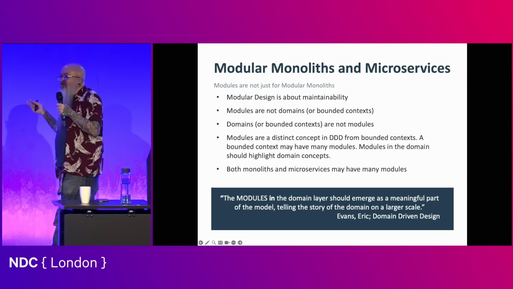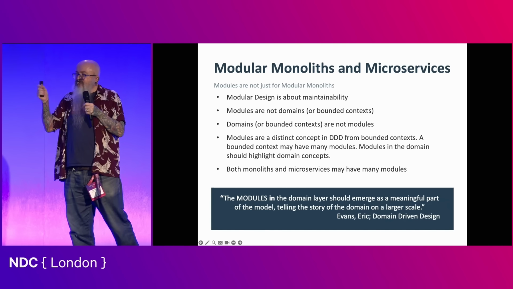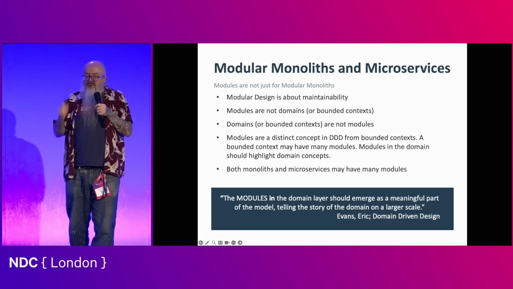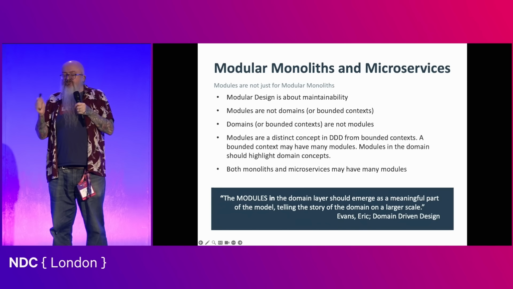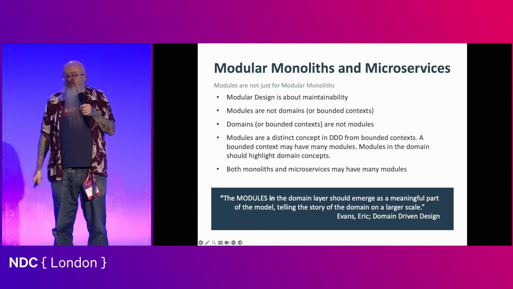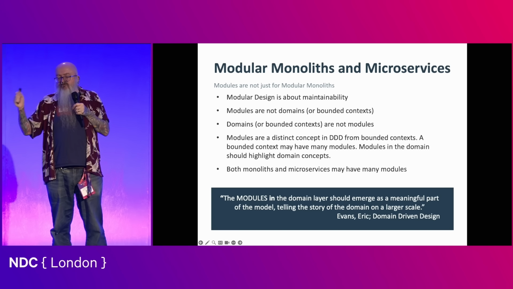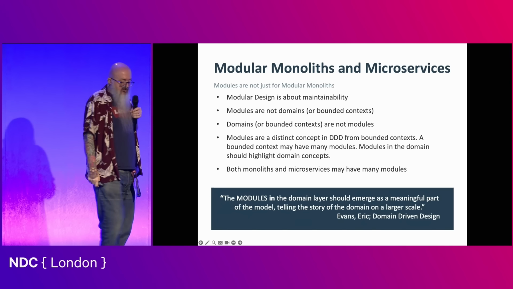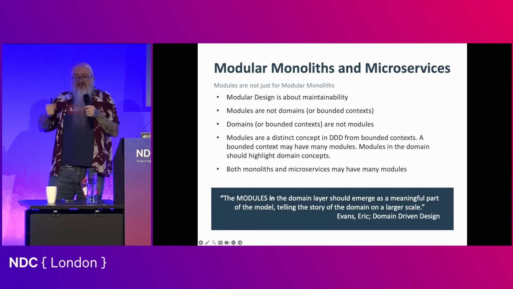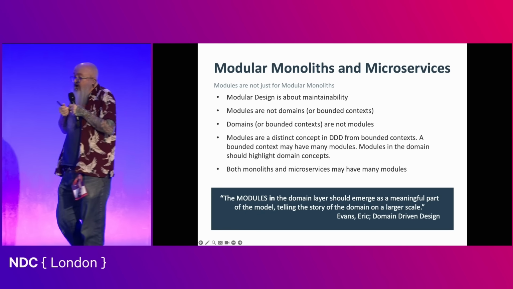The whole point of code, again at the beginning, the fundamental law of software is essentially break things into pieces with individual responsibility, and modules are the way you do that, right? So modules aren't about maintainability. Modules are not domains, and domains are not modules. They are different concepts. If you look at the quote at the bottom from Eric, the modules in the domain layer should emerge as a meaningful part of the model, telling the story of the domain on a larger scale. They are a different mechanism, just like aggregates or entities, etc., which you use as part of doing DDD to help you understand the domain.